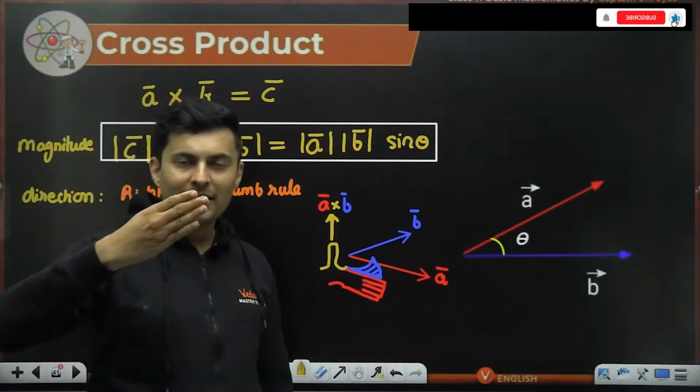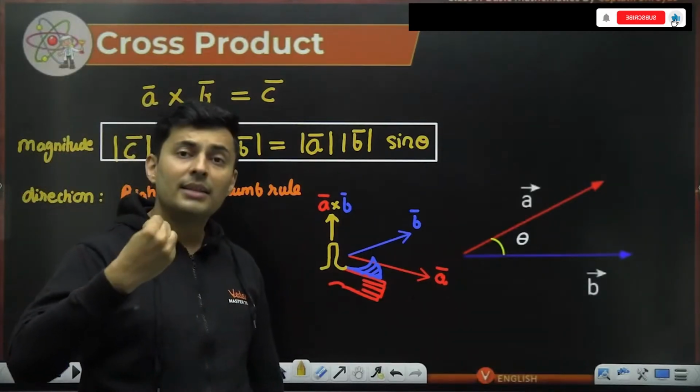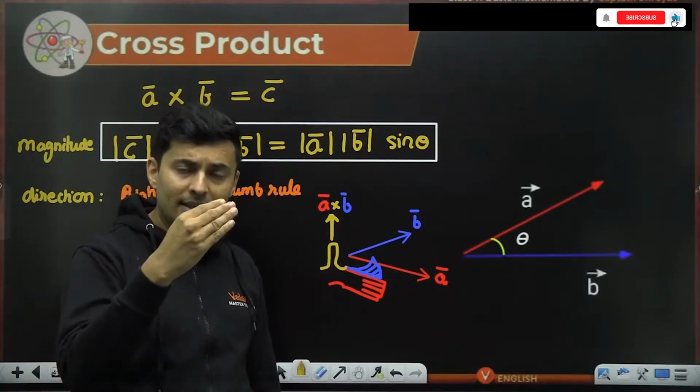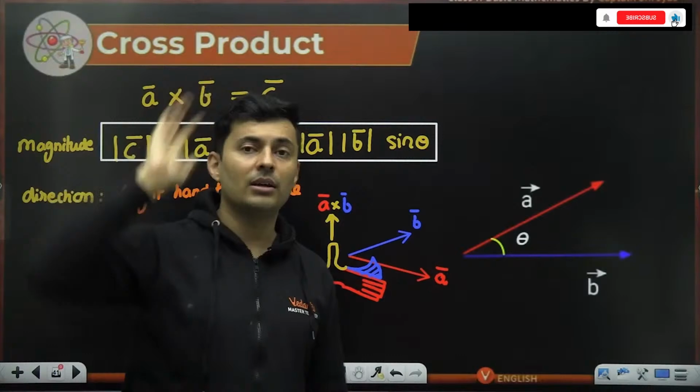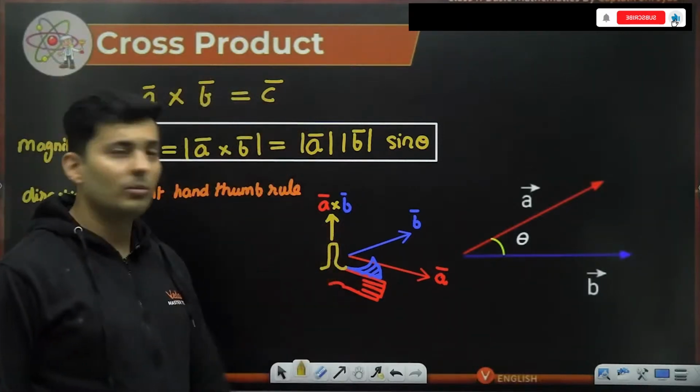Always choose the four fingers in the direction of the first vector, then the second vector, they should bend towards it. Automatically, that thumb will point in the direction of A cross B. That is your right hand thumb rule.